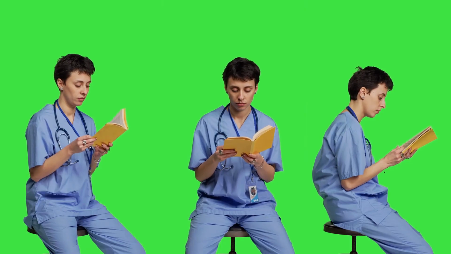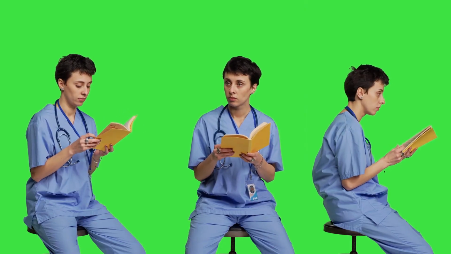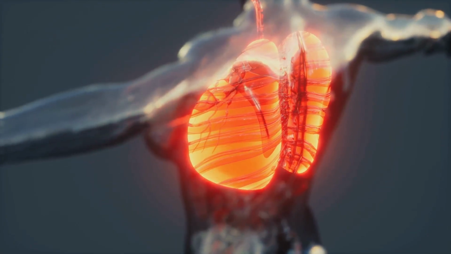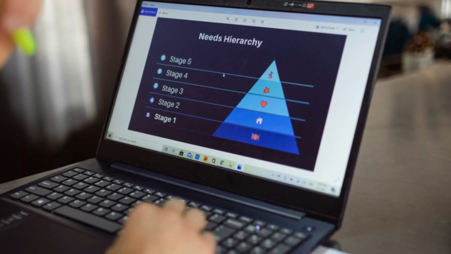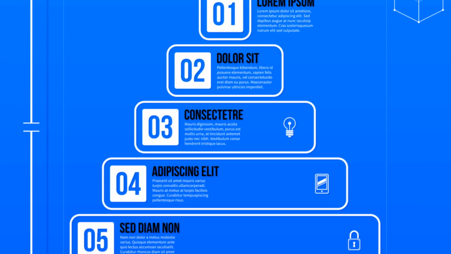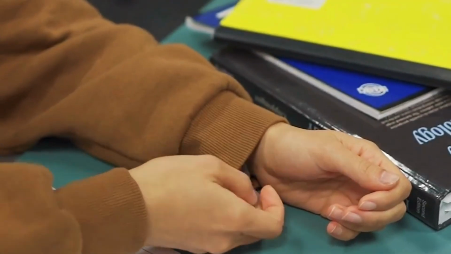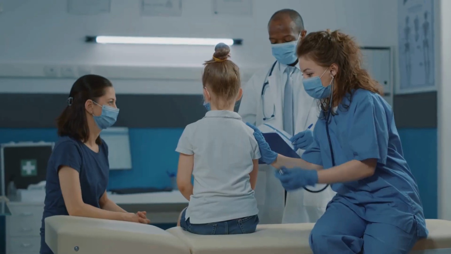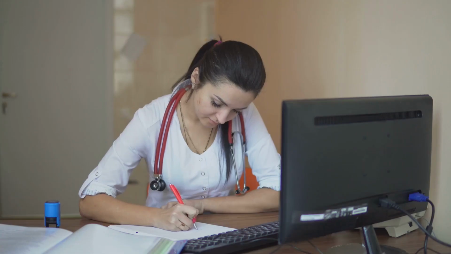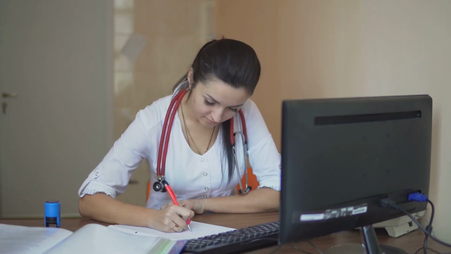Many students treat the NCLEX as a memory test, but it's really about clinical judgment. You need frameworks like ABCs, airway, breathing, circulation, Maslow's hierarchy, and the nursing process, ADPIE. For priority questions, always think, does this threaten airway, breathing, or circulation? If so, that's your answer. If you're unsure, ask, do I need to assess before I act?